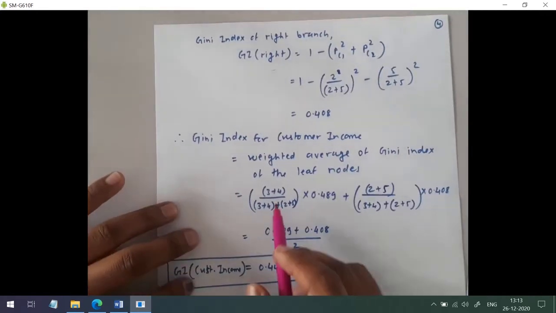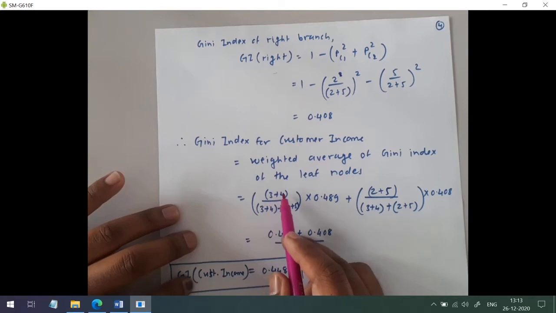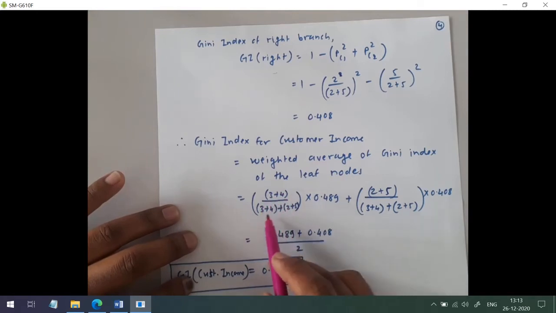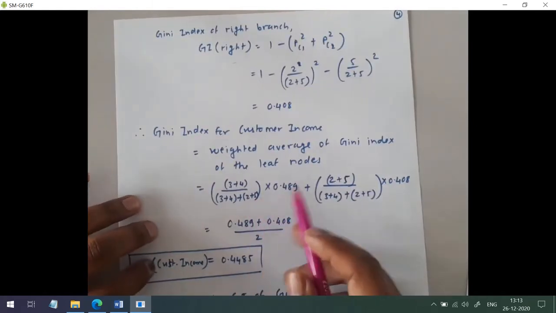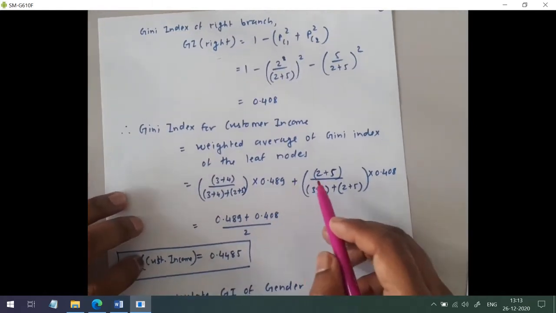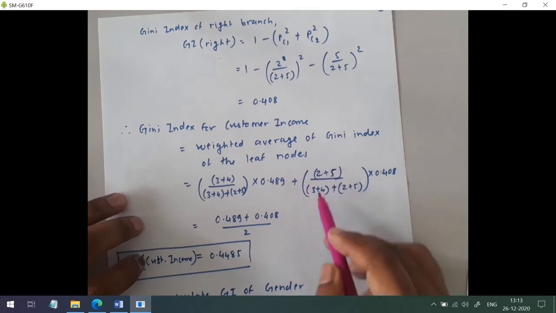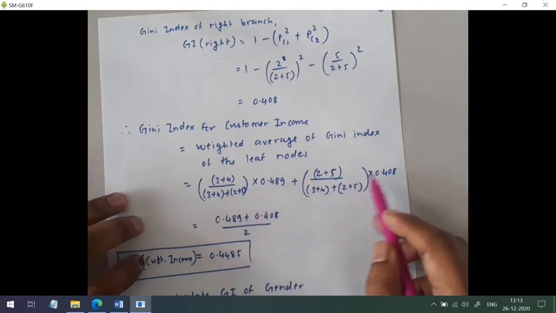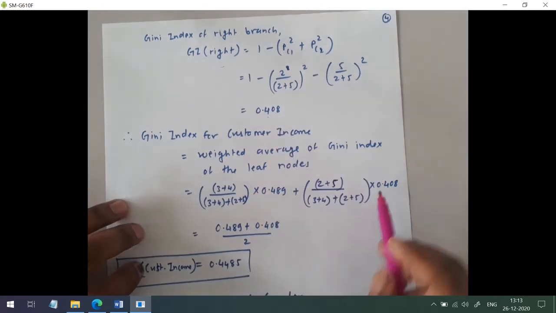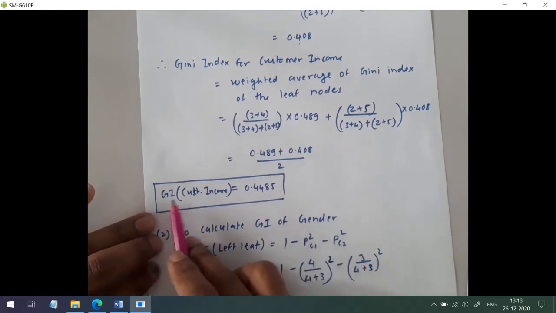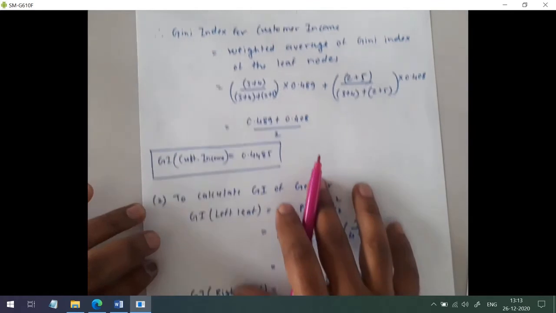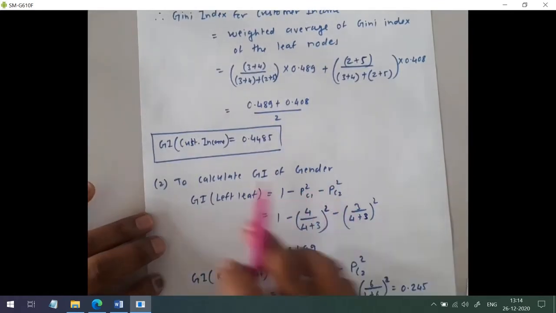So here I am calculating. In the left branch we have 3 plus 4 divided by the total number of instances, multiplied by the GI value of the left branch. This is known as the weighted average. Plus in the right branch we have 2 plus 5 divided by the same total, multiplied by the GI value of the right branch, and it comes out to be 0.4485. So this is the GI index of customer income. Similarly, we have to calculate the GI index for gender and then for car type.